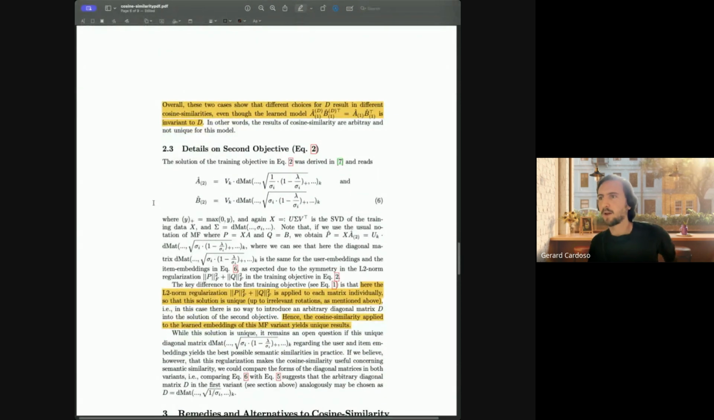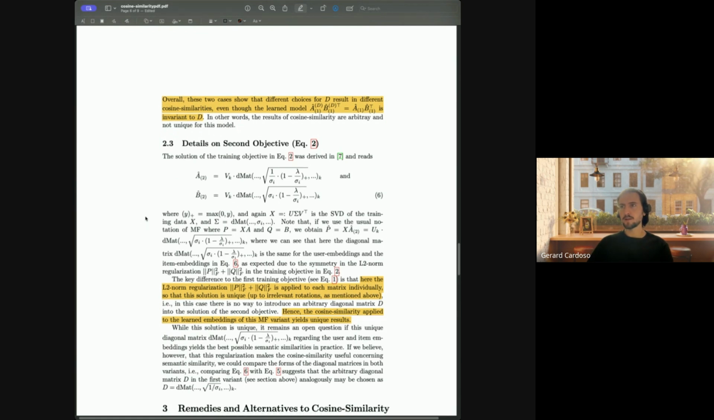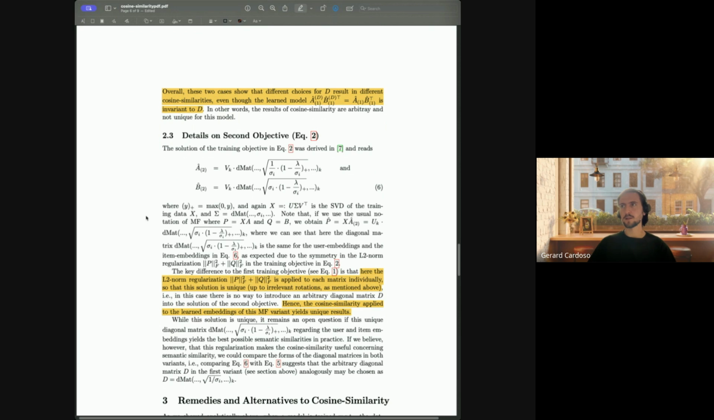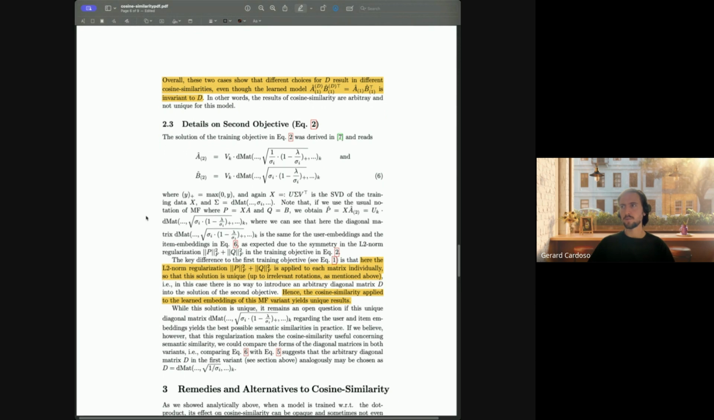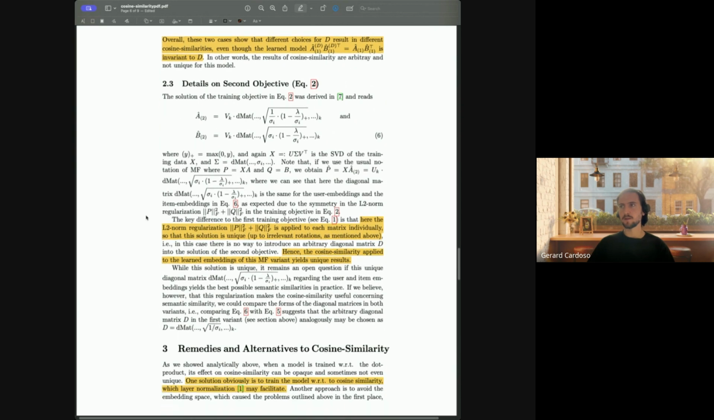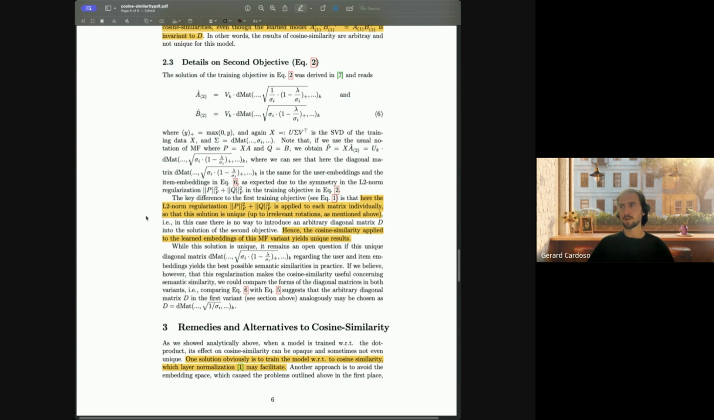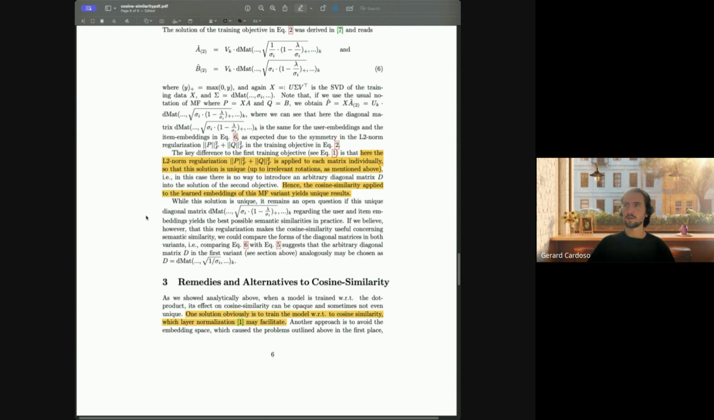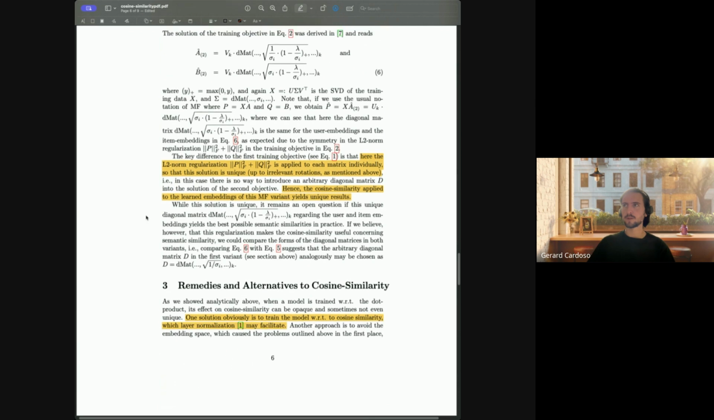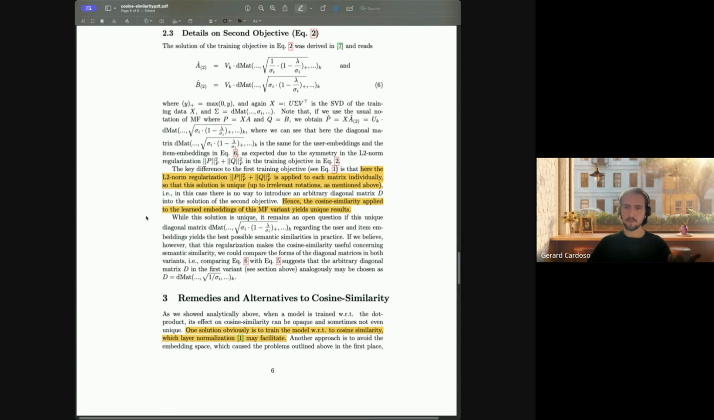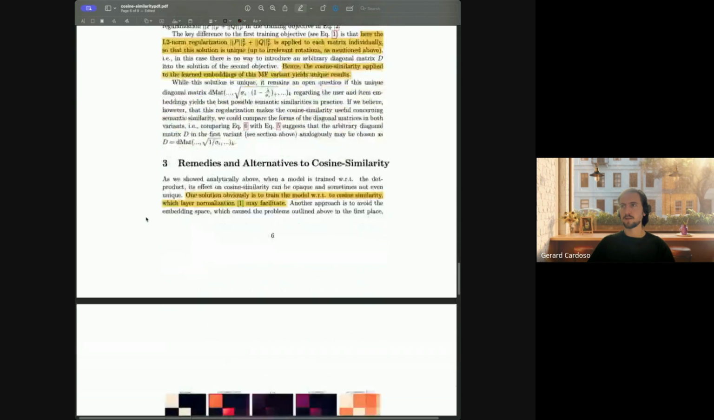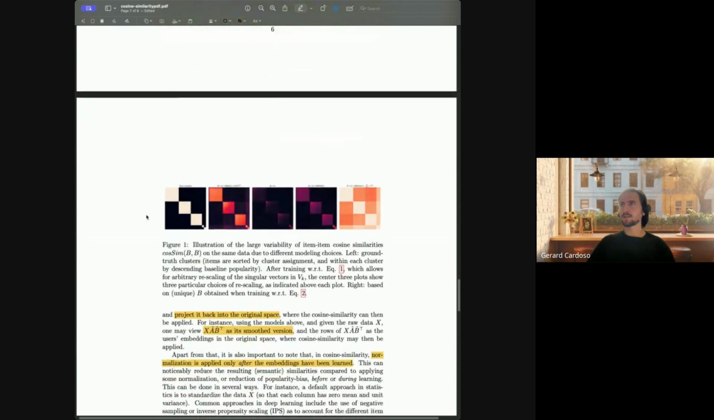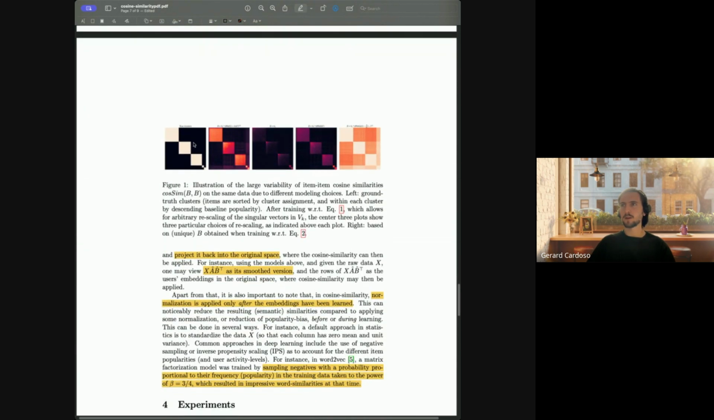Yeah, and I guess what they're trying to show here is that for the second objective, it doesn't really hold as much, because there's a sort of unique solution with respect to the cosine similarity. So you can't. So this choice of regularization doesn't have the same impact on cosine similarity. So this is the outcome of the experiment.